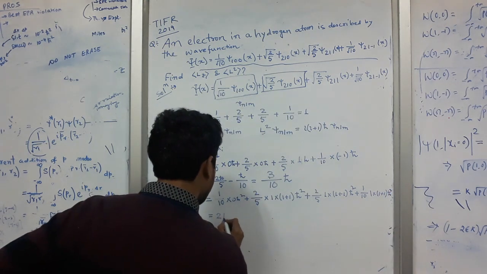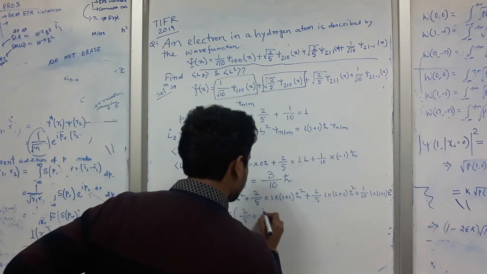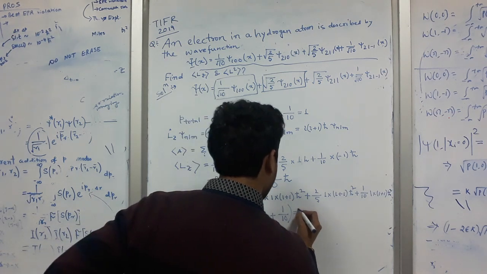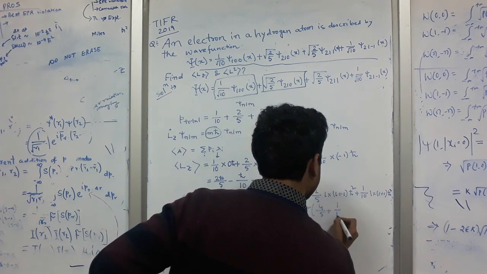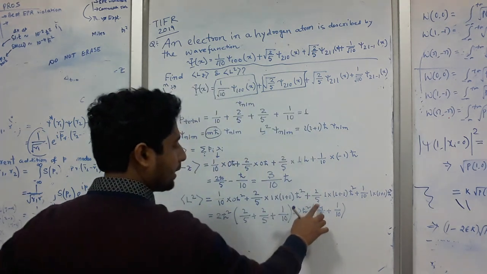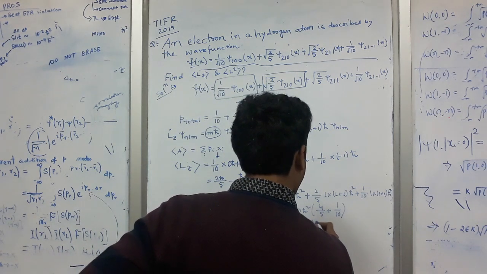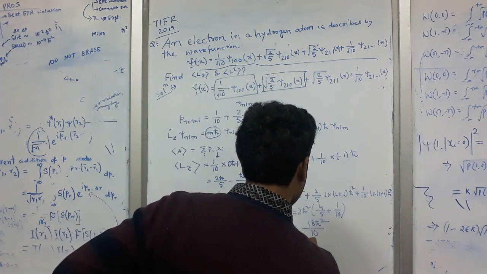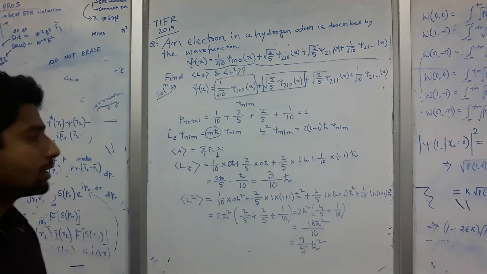So I can take that 2h cross square common, then 2 by 5 plus 2 by 5 plus 1 by 10. 2h cross square, 4 by 5 plus 1 by 10. So I can take 10 common, then 8 plus 1 is 9, 9 into 2 is 18, and then 9 by 5 h cross square. So this is the solution.